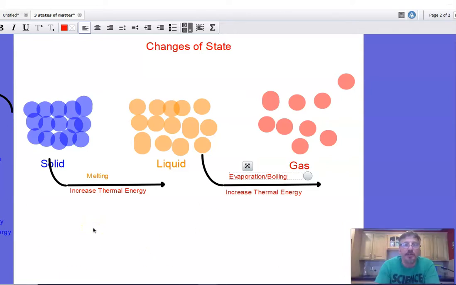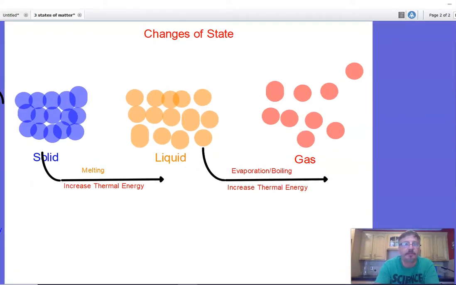Alright, so reviewing what we did, we went from a solid to a liquid by increasing the thermal energy, and that's called melting. And then we went from a liquid to a gas by, again, increasing the thermal energy. And that could be either through evaporation, for example, like in a puddle, or boiling if you heat it on a stove. Now, what if you go the other way? What if you want to go from a gas to a liquid? So let's draw an arrow from a gas to a liquid.